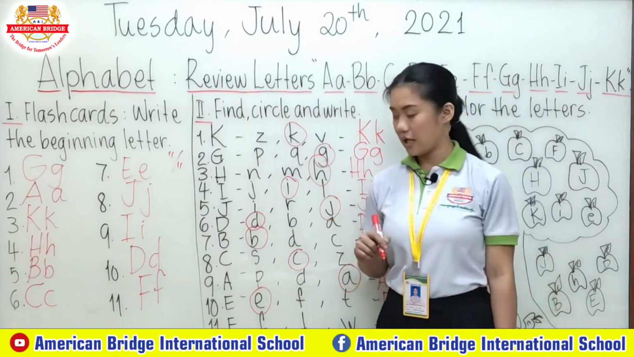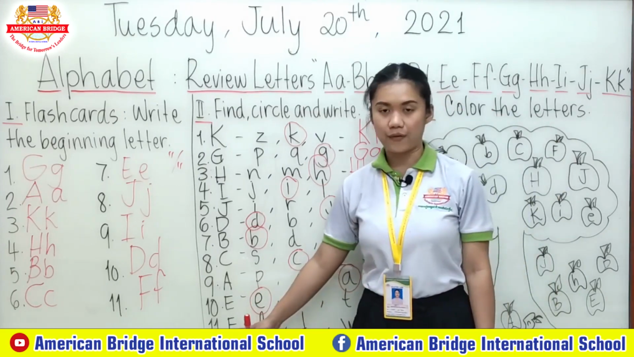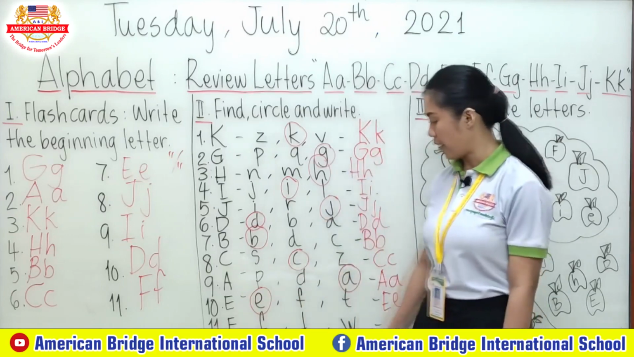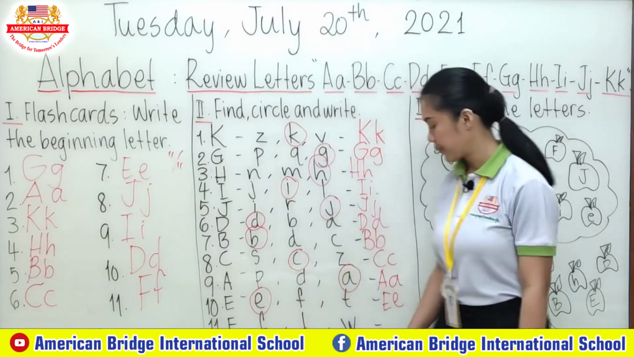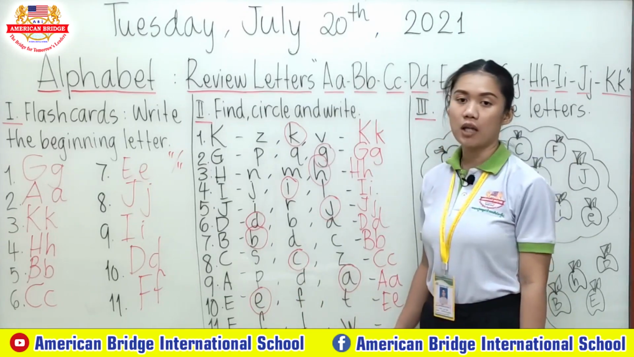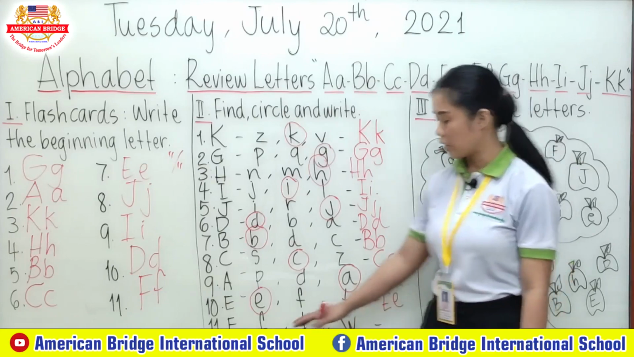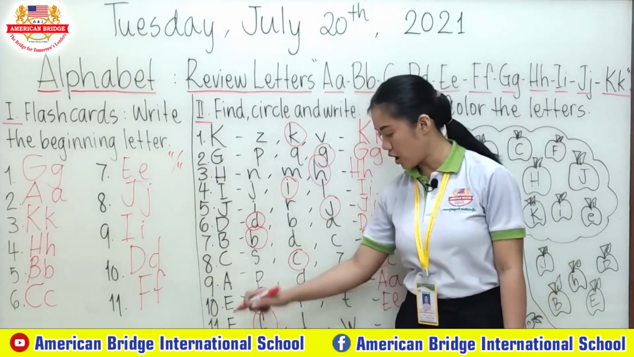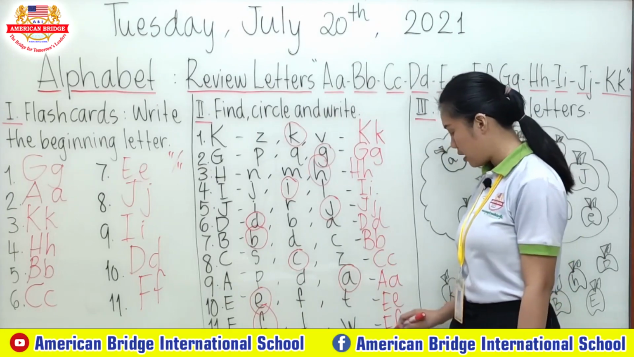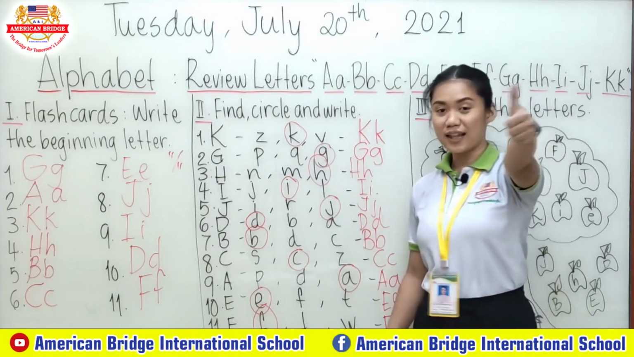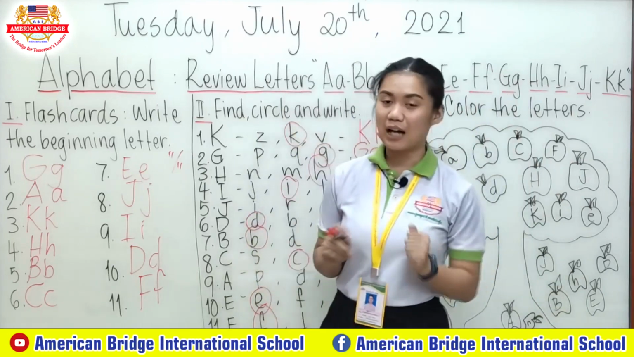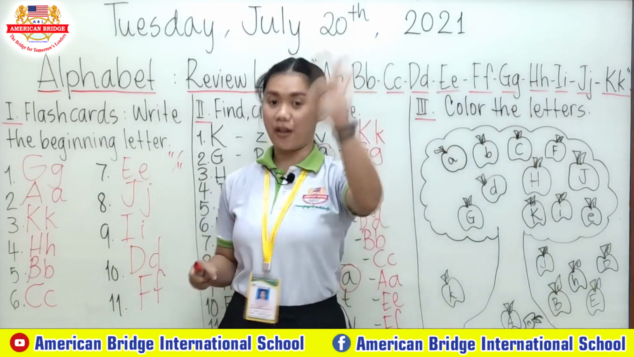And the last letter is letter F. Capital F. Let's find and circle the small letter F. This is small letter F. This is small letter T, and this one is small letter W. So let's go back in here and circle the small letter F and write the letter F. Did you get it? Very good, everyone. Now let's move on to our part three.